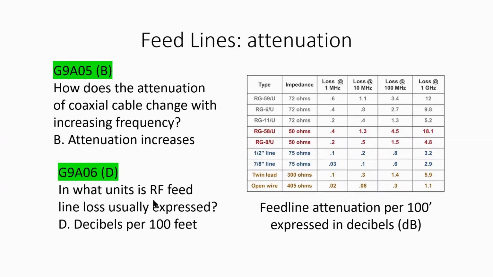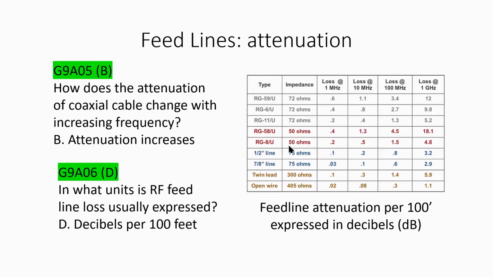So what units is RF feed line loss usually expressed in? Decibels per 100 feet. And you see a little chart here that shows that. I want to draw your attention to the fact that as the coax increases in size, it's less lossy. Here's your RG58U 50 ohm coax at 100 megahertz, which is almost 2 meters, not quite. 4.5 decibels per 100 feet. That's more than half of your signal being dissipated in heat.